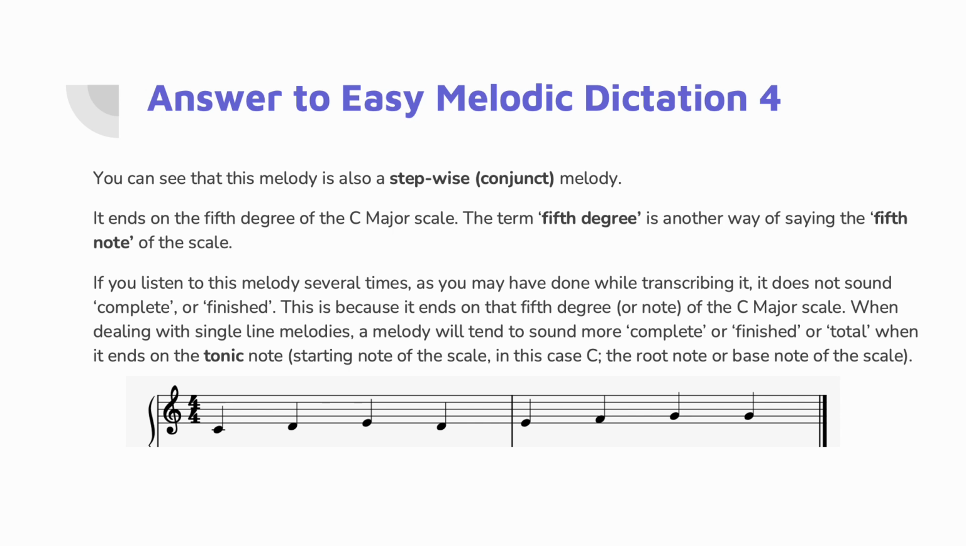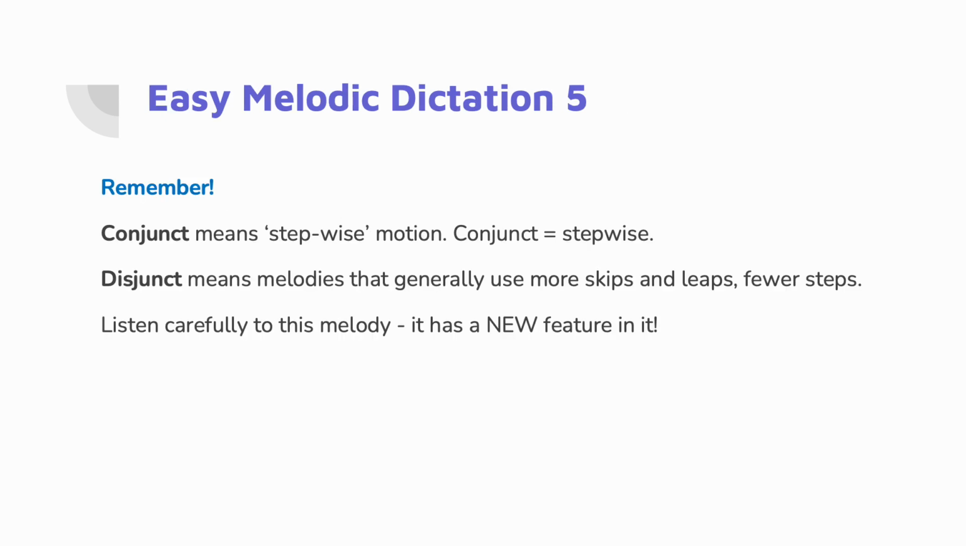When dealing with single line melodies, a melody will tend to sound more complete or finished or total when it ends on the tonic note, which is the starting note of the scale, and in this case it would be C, or the root note or the bass note of the scale. Remember, conjunct means stepwise motion, conjunct equals stepwise, disjunct means melodies that generally use more skips and leaps.